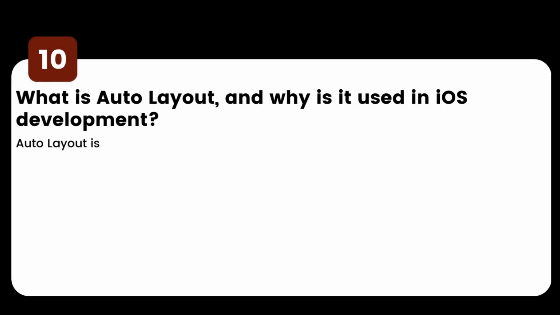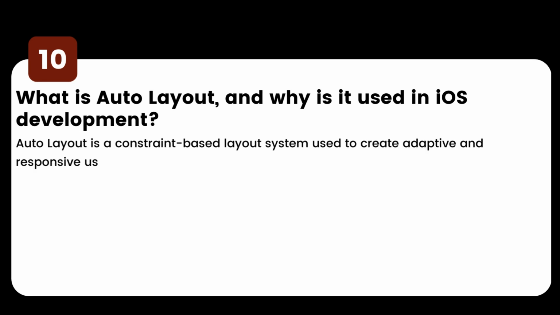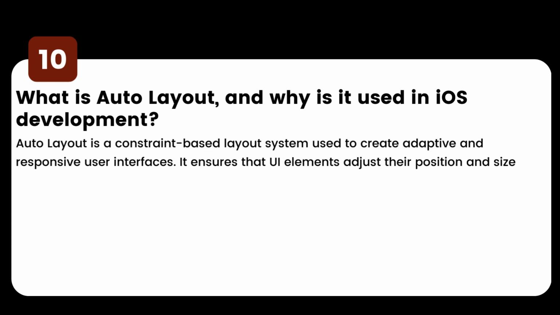Next, what is Auto Layout and why is it used in iOS development? Auto Layout is a constraint-based layout system used to create adaptive and responsive user interfaces. It ensures that UI elements adjust their position and size dynamically based on the constraints defined in the layout.